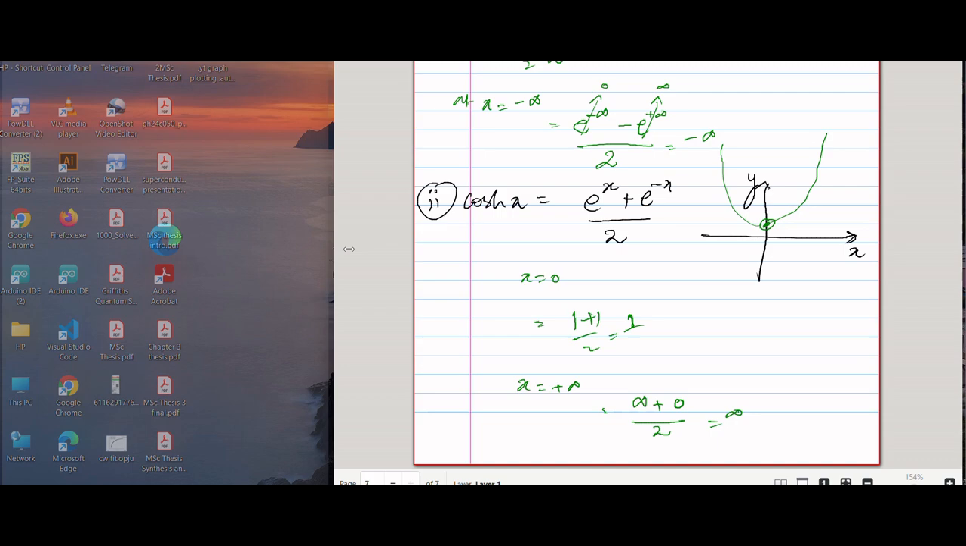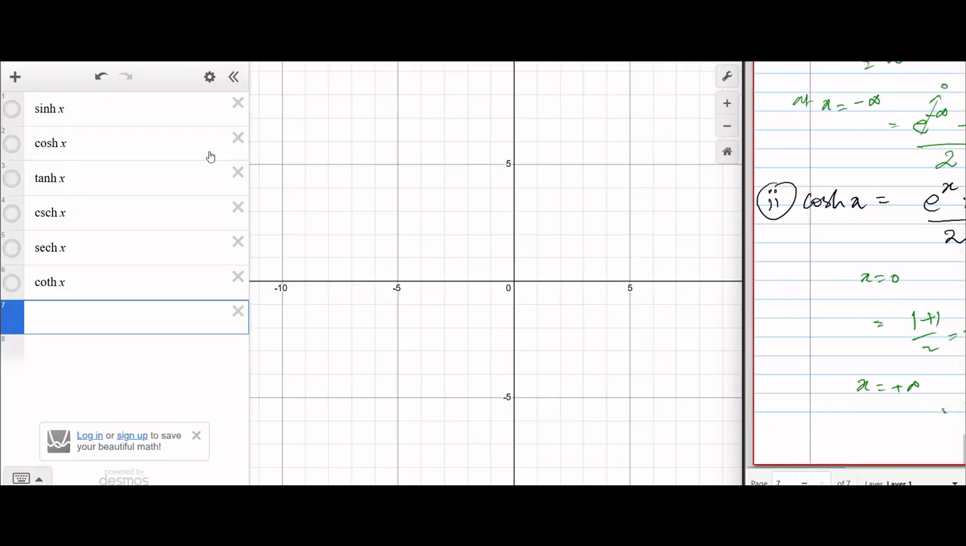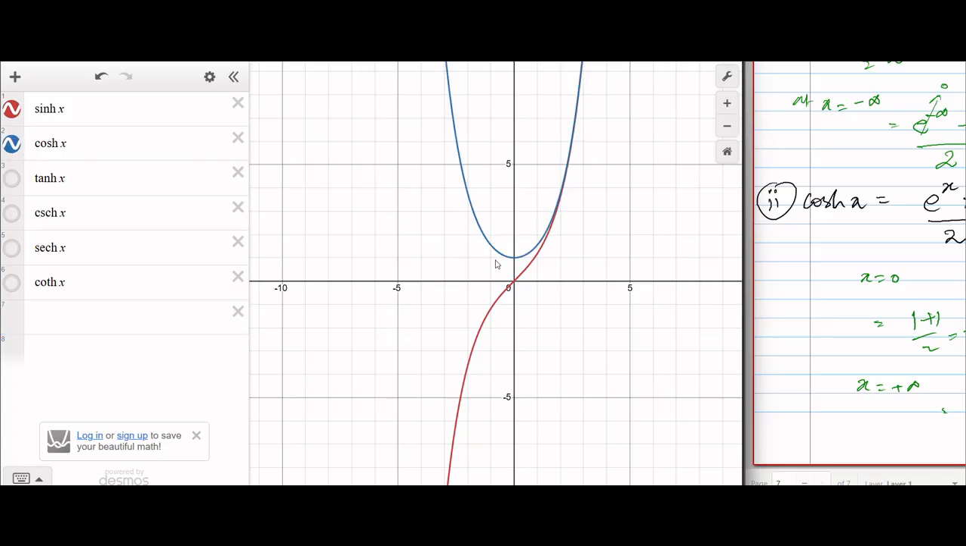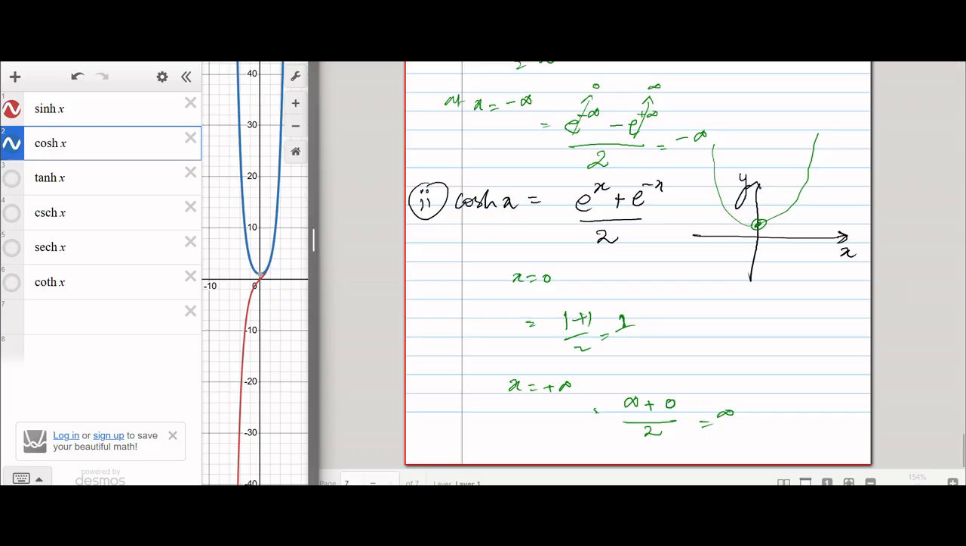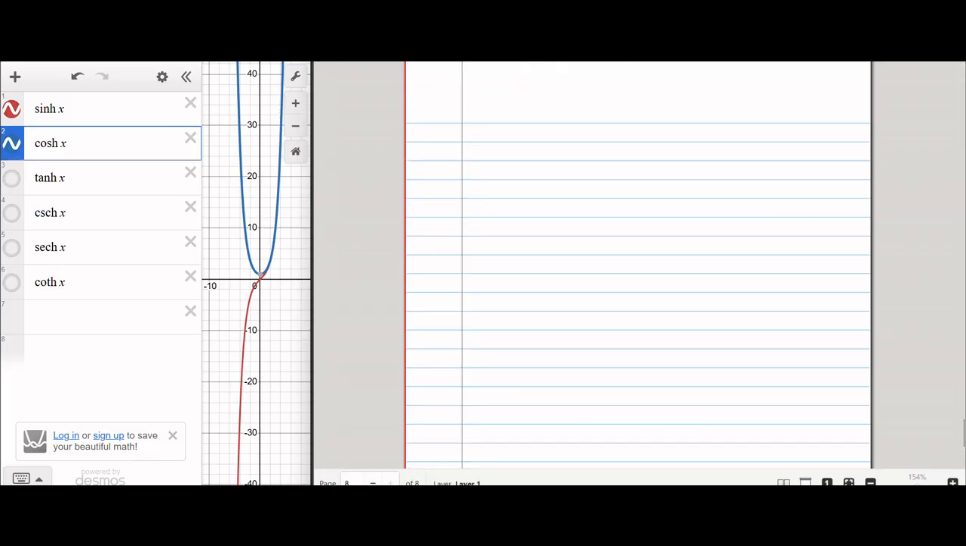If you want to see how it actually looks in Desmos, this is the sine hyperbolic function, and this is the cos hyperbolic function. As you can see, it cuts the y-axis at 1. Now let's do the tan hyperbolic function. Tan hyperbolic function is one of the most commonly asked questions. There's a reason for it. We'll discuss that later after plotting the graph.